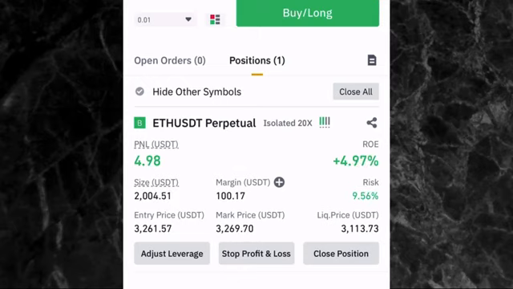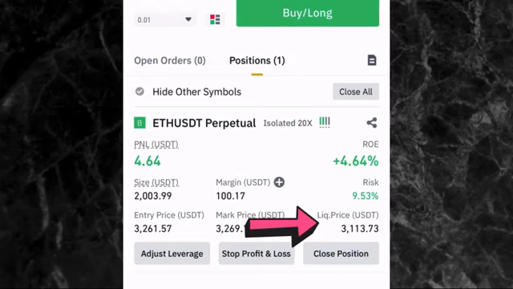And then if the price is going down, you are also going to be seeing the amount of money you're going to lose. And don't let me forget the liquidation price. You can see the liquidation price right here. It's showing you $3,103. So what this means is that if the price of this ETH should go down to $3,113, you're going to lose all of your money.